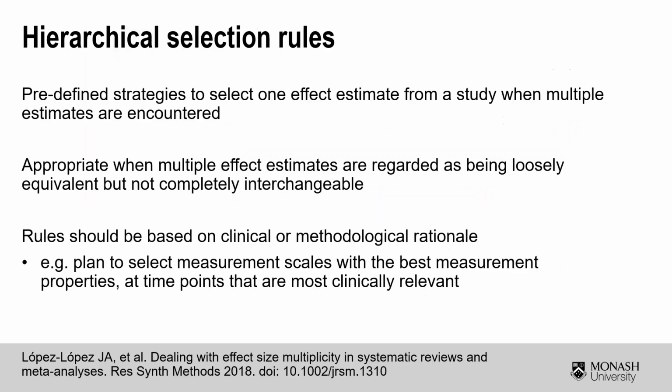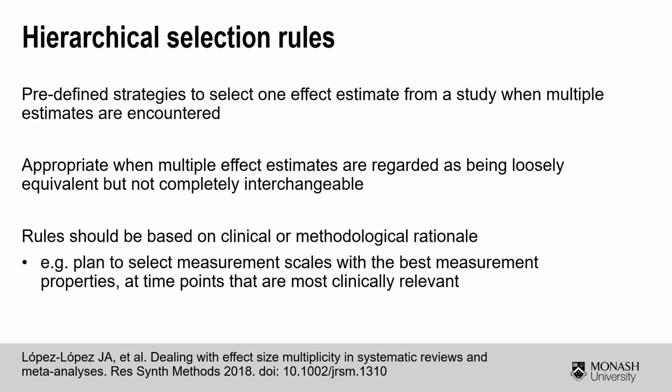But in terms of a reductionist approach, one way to deal with multiplicity in the studies is to predefine some hierarchical selection rules to help guide your data extraction. These are predefined strategies to help select one effect estimate from a study when multiple estimates that are compatible with the meta-analysis are available. And it's appropriate to use such selection rules when the multiple effect estimates are regarded as being loosely equivalent at measuring that particular outcome, domain, or construct, but not completely interchangeable. If you thought they were completely interchangeable, then you could technically just randomly select one of those measures. But in some cases, you might feel that some of the measures may be better at estimating that outcome domain than others.